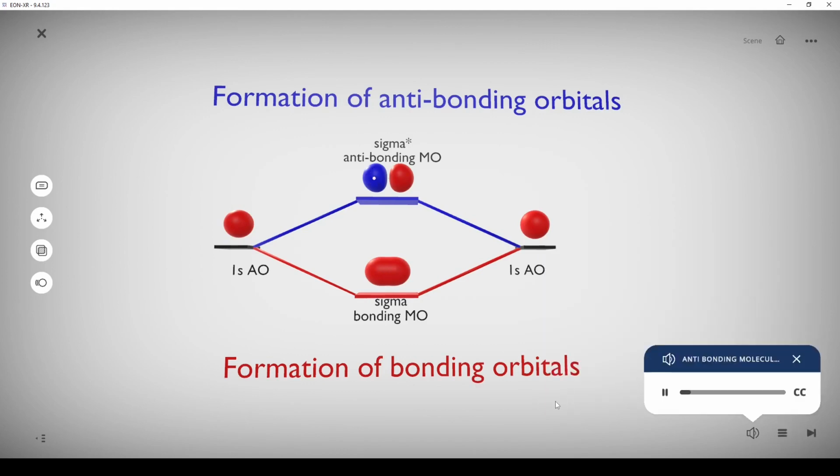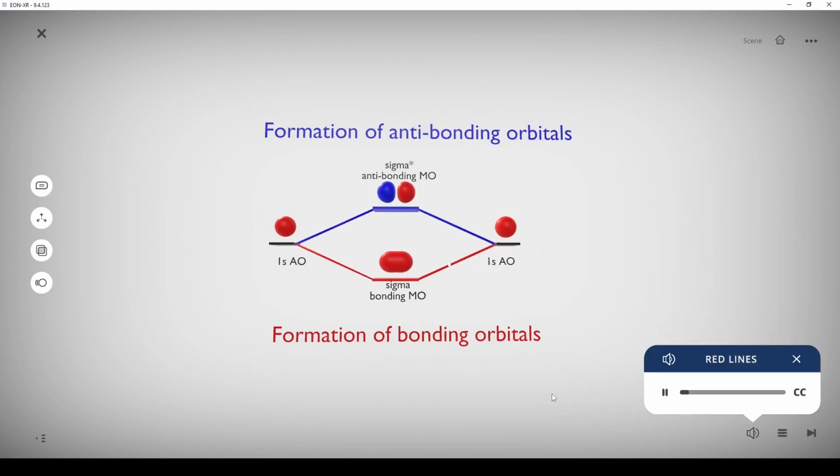This is the antibonding orbital that forms when the two atomic orbitals combine out of phase. There is no electron density between the two atoms. If an electron is in this orbital, it decreases the bond order and destabilizes the bond. In the case of hydrogen, this orbital is empty.